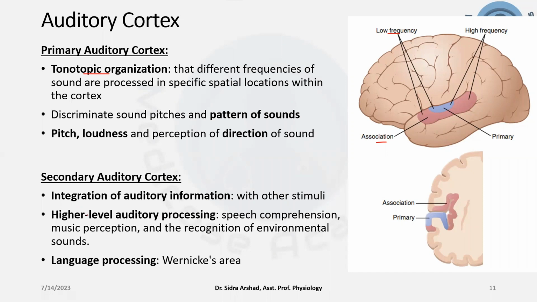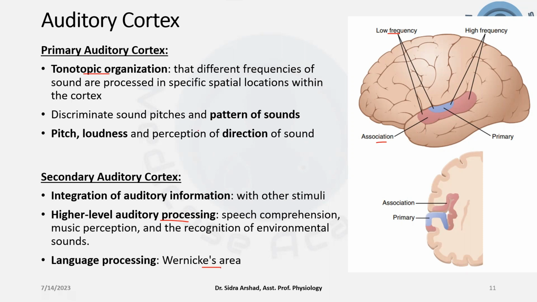Secondary auditory cortex, these association areas, integrate auditory information with other stimuli, for example, the visual stimuli. They are involved in the higher level auditory processing, that is speech comprehension, music perception, and the recognition of environmental sounds. They are also involved in language processing. For example, Wernicke's area, which is the important area for language comprehension.